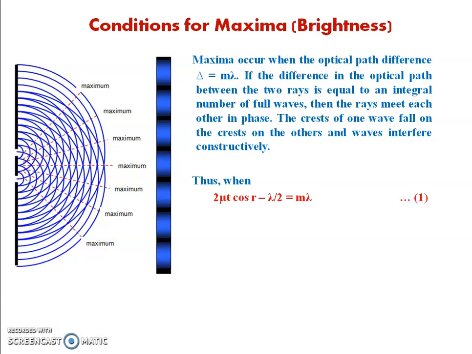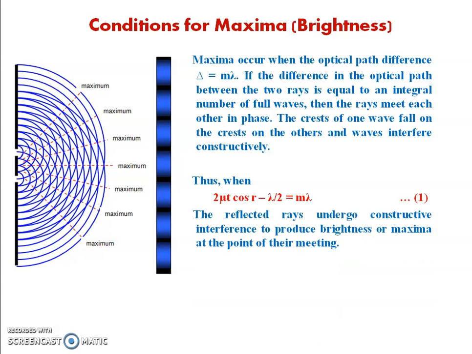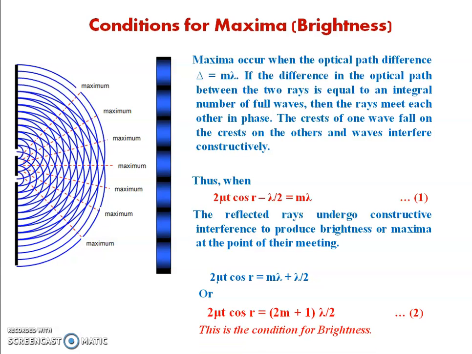And thus, when 2μt cos r minus λ/2, that is the path difference, is mλ, then the reflected rays undergo constructive interference to produce brightness or maxima at the point where they meet. Now 2μt cos r equal to mλ plus λ/2, or 2μt cos r equal to (2m+1)λ/2, is the condition for brightness.